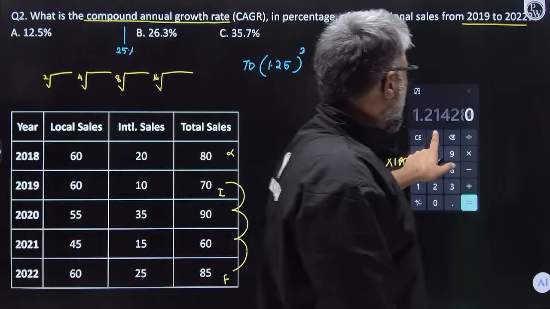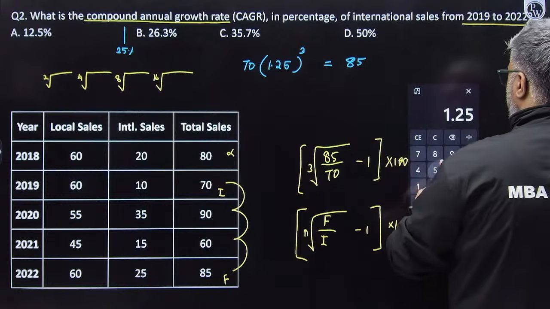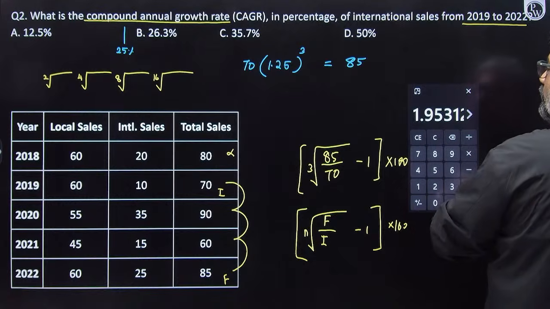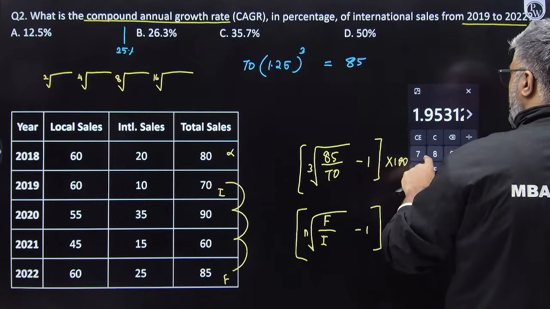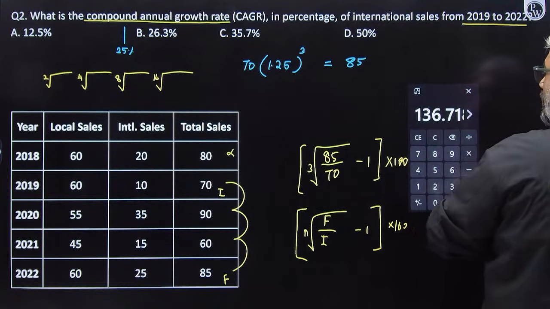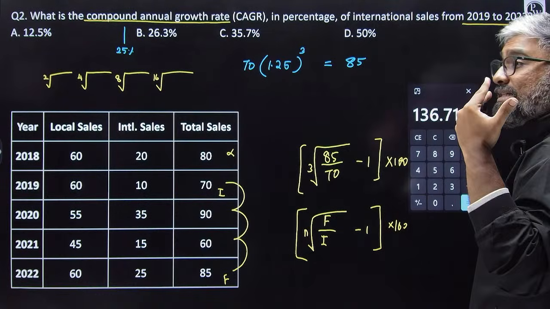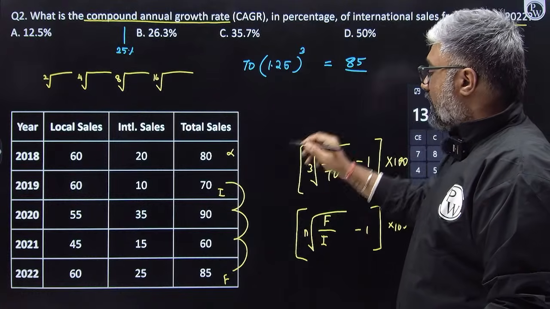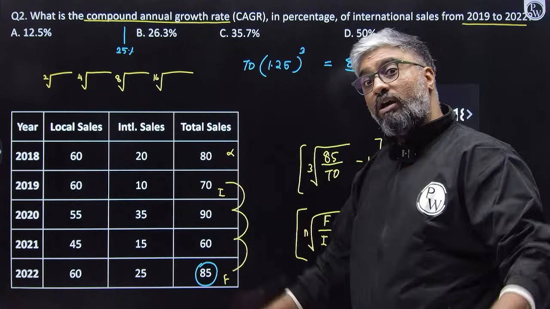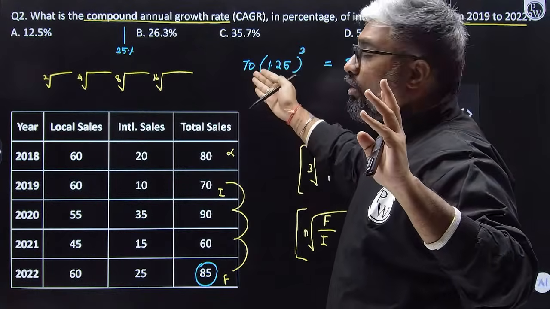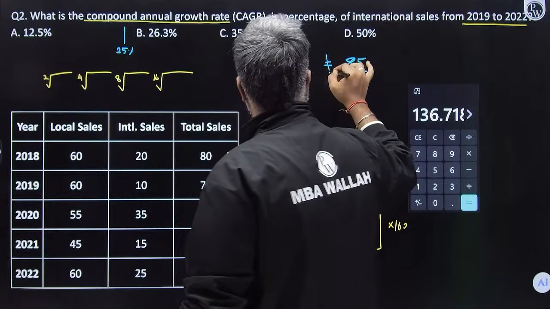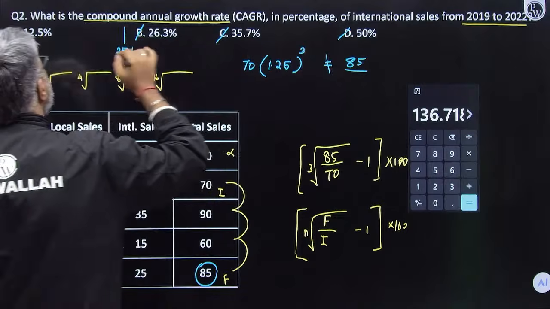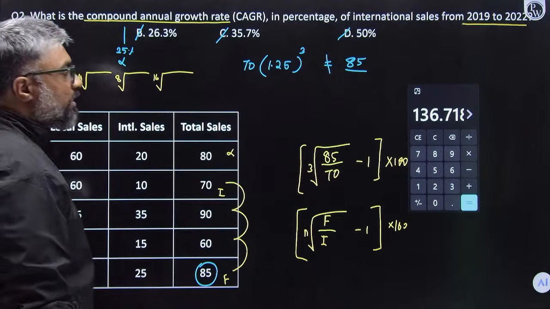That's it. Doing the cube is easy, right? 1.25 into 1.25 into 1.25, when I do that, I get the cube. Then I multiply it with 70. I am getting 136, which is such a big value. I should be getting only 85, but I'm getting 136, which is almost double. No, I don't want this. That means if 25 is not working out, it's going to be 12.5%. Clear, everybody?